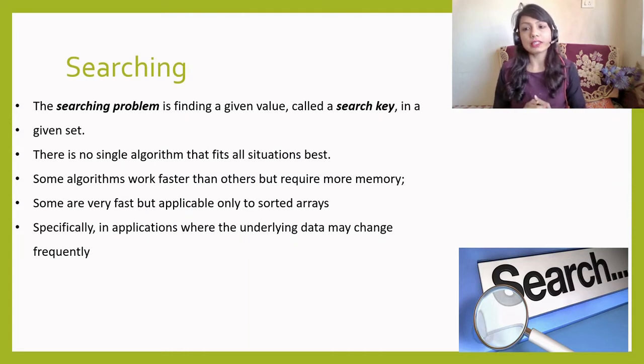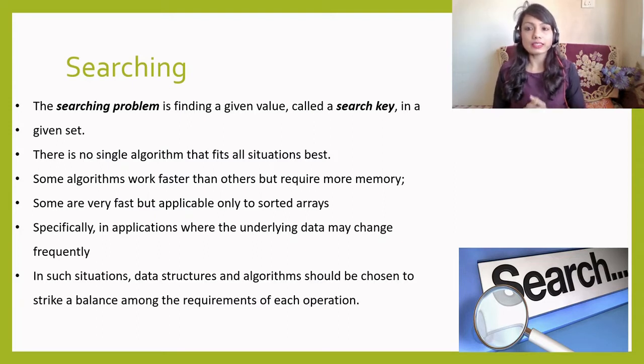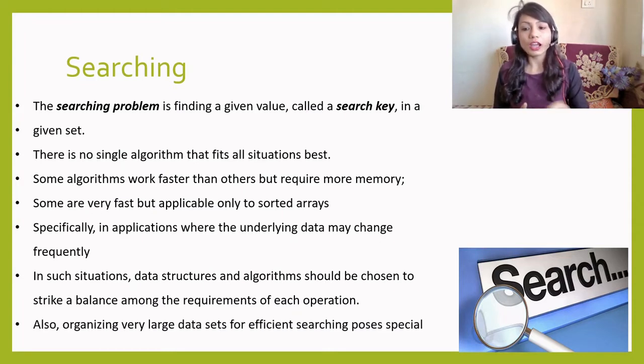And also there are some issues in searching. Just as in sorting we saw stability and in-place, in searching we also have issues when your underlying data changes frequently. Sometimes, while you are searching, a lot of data will be changing, and then searching becomes a challenge. In such cases we have to carefully select the data structure and algorithm. And when huge data is there, searching is also challenging. So all those things are challenges for the searching problem. Organizing a very large set of data for efficient searching is also a challenge.